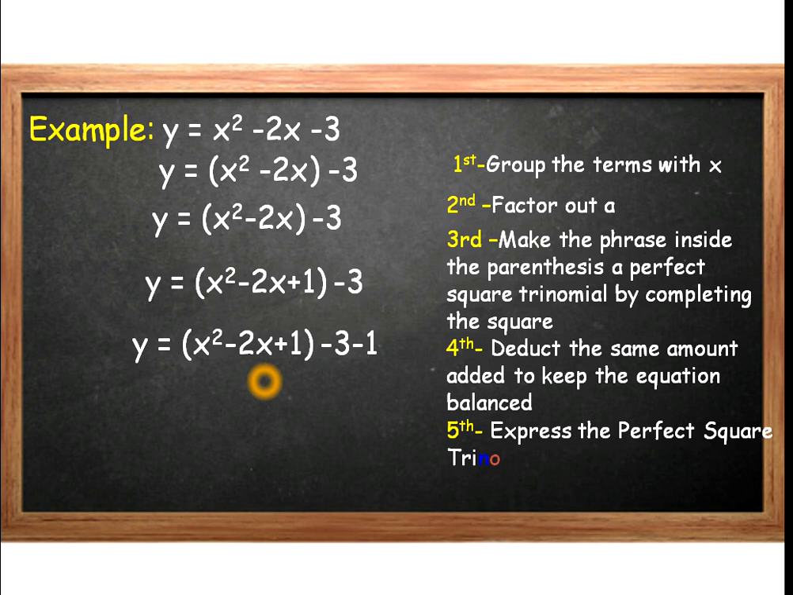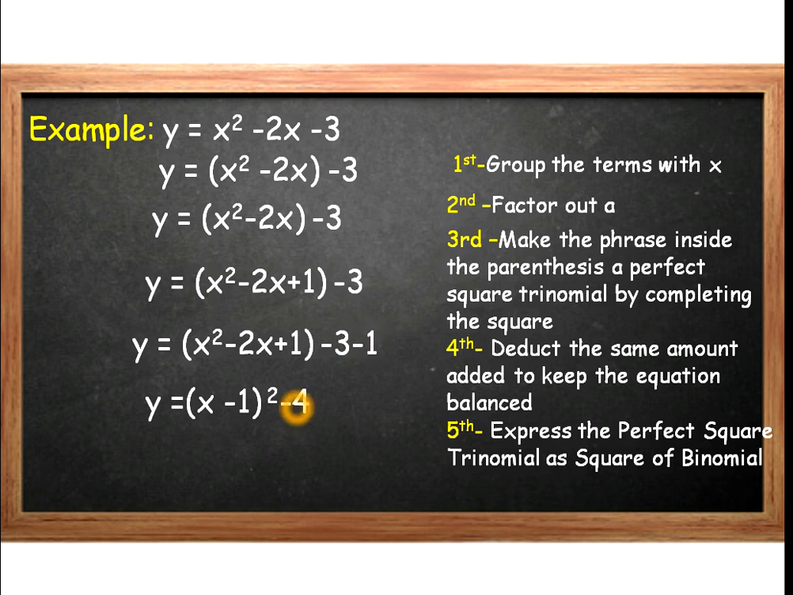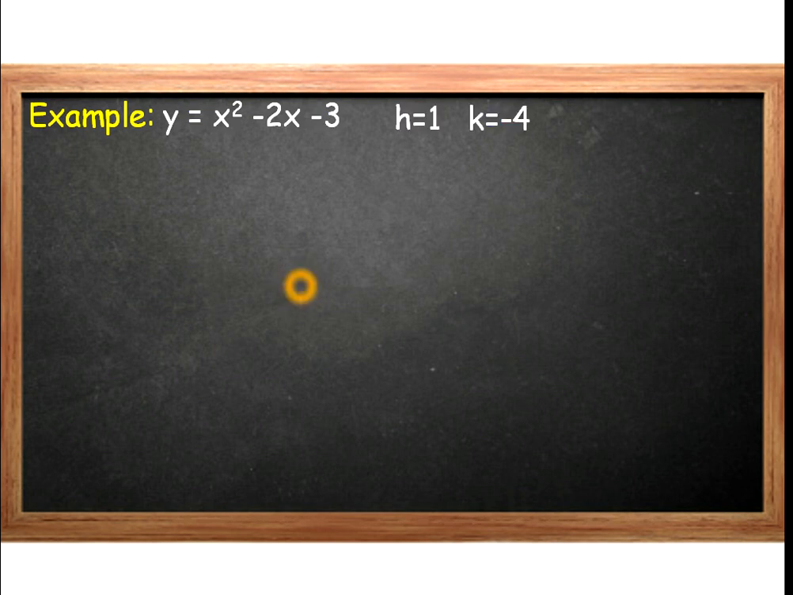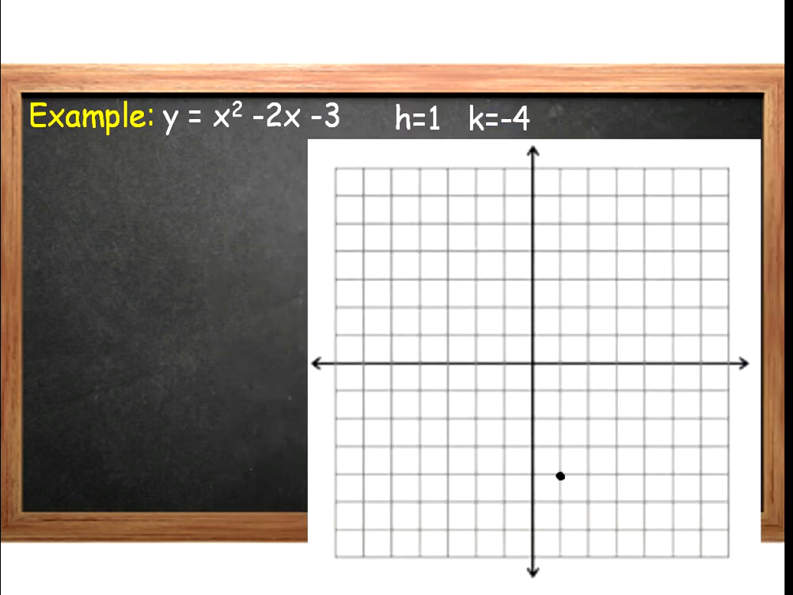The fifth and final step is that we have to express the perfect square trinomial as a square of a binomial. This perfect square trinomial is equal to the quantity x minus 1 squared, and negative 3 minus 1 is equal to negative 4. Now that this is in its vertex form, we can determine the value of h as 1 and the value of k as negative 4. Now, to graph this function, we have to first plot the coordinates of the vertex, h is 1 and k is negative 4.